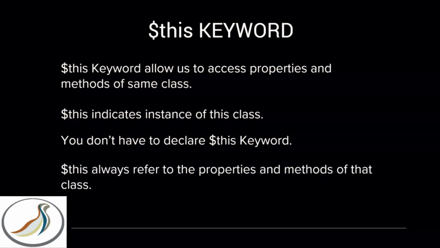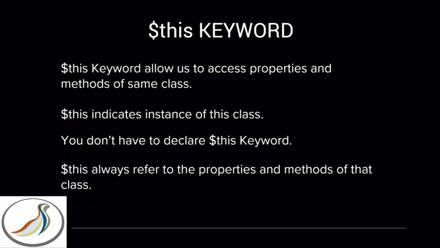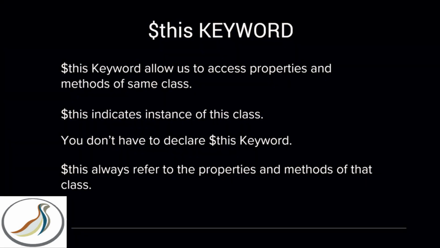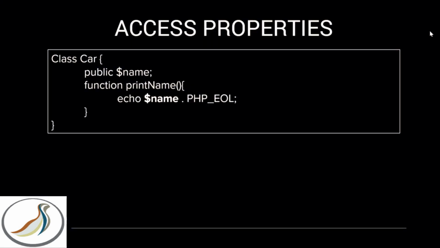$this always refers to the properties and the methods of this class. So if there is a property that a method wants to access inside the class, you access it via the $this keyword. Okay, let's look at an example. So how do you access a property? Let's say you have a car class, you have a property called name, and you have a function called print name. Now the print name method wants to access the property of $name.